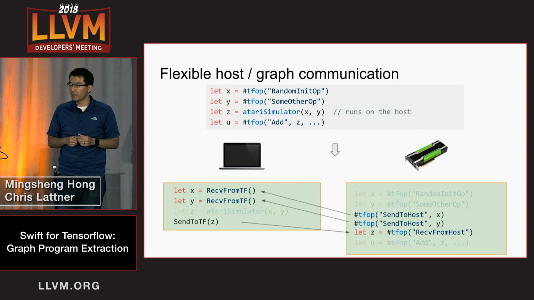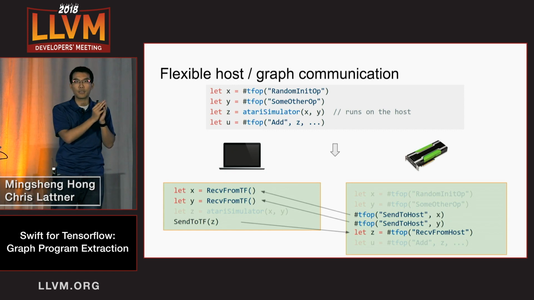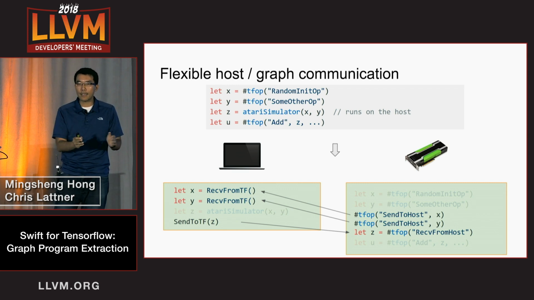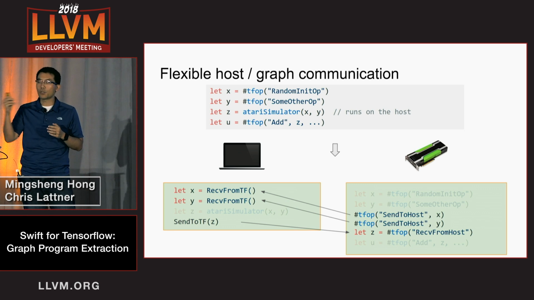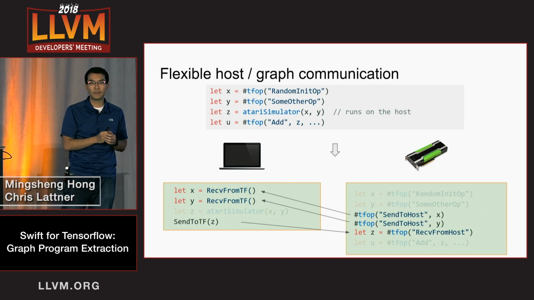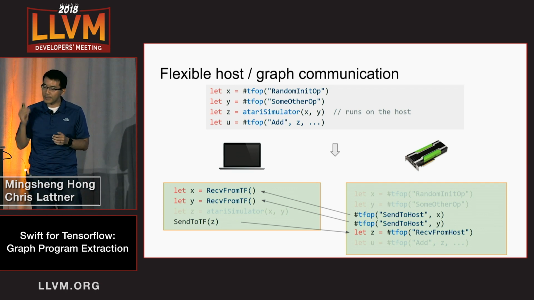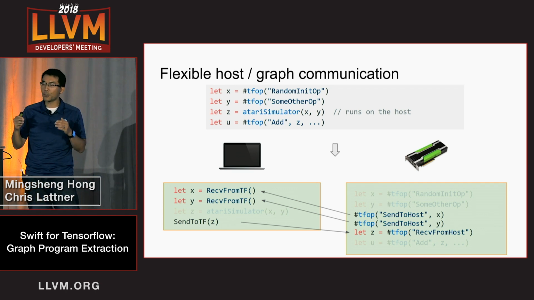So the idea is for the compiler to automatically do this. It looks at the host function, the Atari simulator. It sees that the operands x and y are produced by the graph. So then it's going to introduce send primitives to the graph and the corresponding receive primitives on the host side. Conversely, when we want to send the tensor z from host back to graph, we insert the send and receive primitives accordingly.